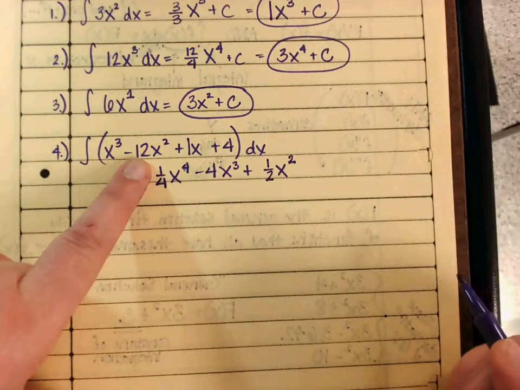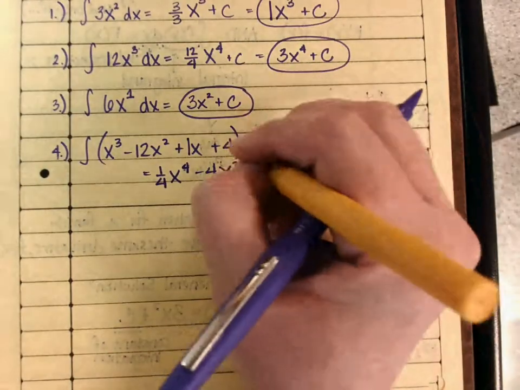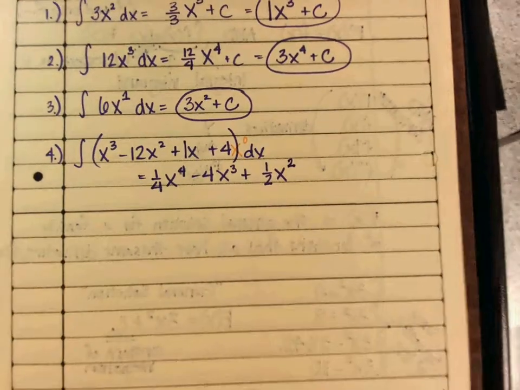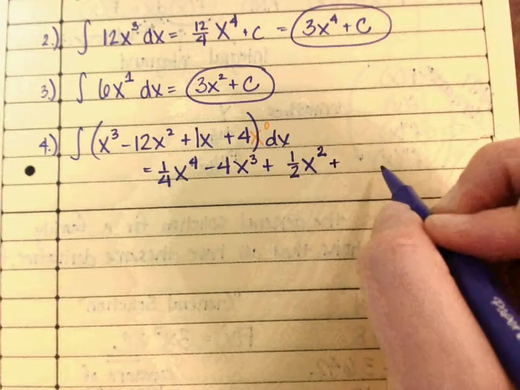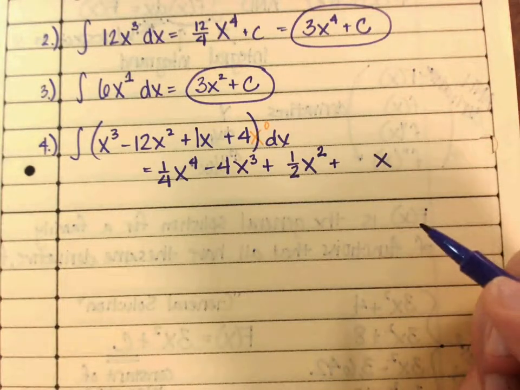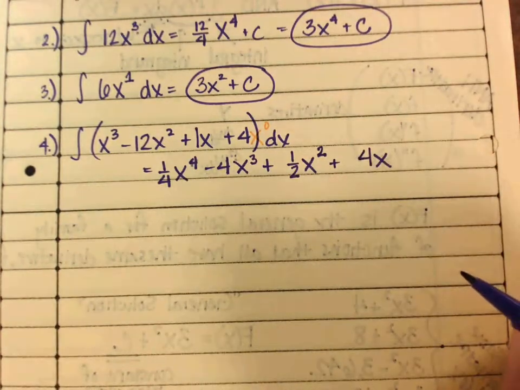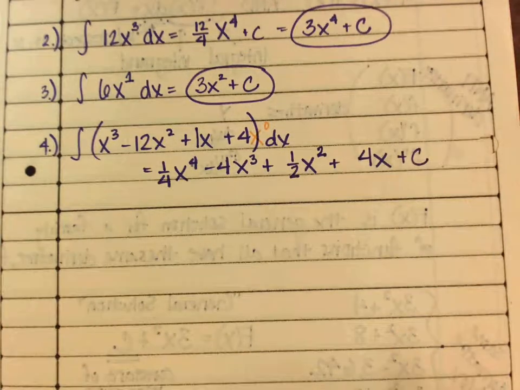Okay, now let's talk about the 4. There's not an x there. That counts as kind of like an x to the 0. Okay, pretend like there's an x to the 0 written in. So if I add 1 to x to the 0, now it's x to the what? X to the 1. And then I have to divide by 1 on the 4, then it's a 4x. Plus what? C.